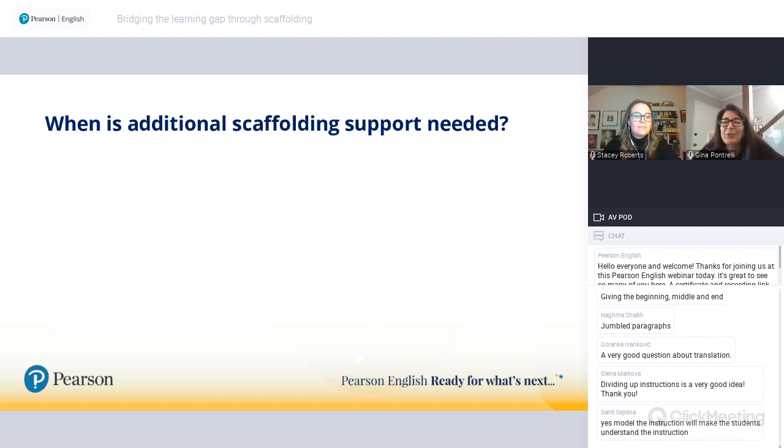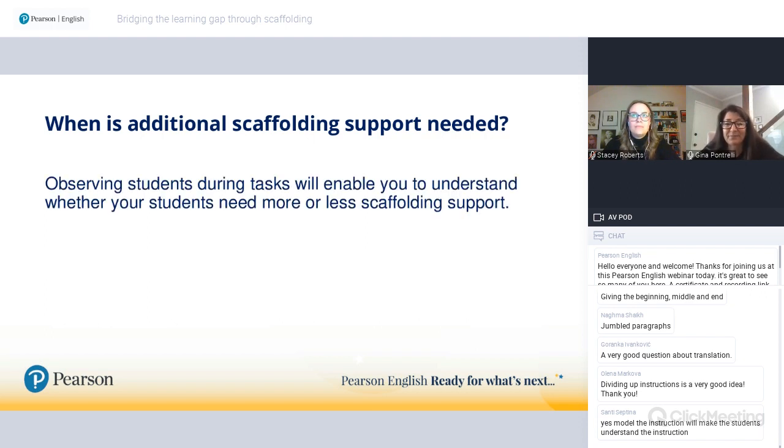And now let's turn to identifying when and where scaffolding is needed. Observing students during tasks really enables you to understand whether they need more or less scaffolding support at that formative assessment we've been talking about. So what do you need to look for during these observations and these appropriate times when you're assessing whether our students need additional support?